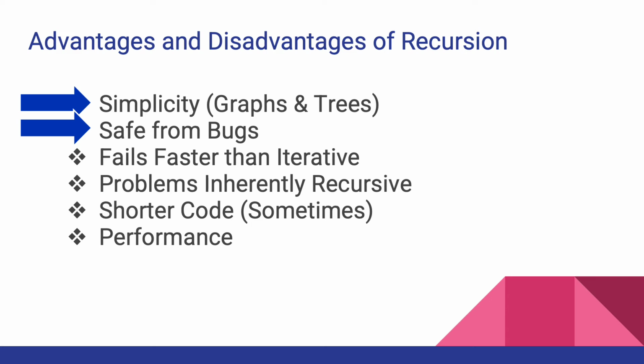Second, safe from bugs. Using immutable variables and immutable objects allows this. Also, as mentioned before, recursive code is much simpler for some problems we may be solving. Therefore, it may be easier to prevent bugs.